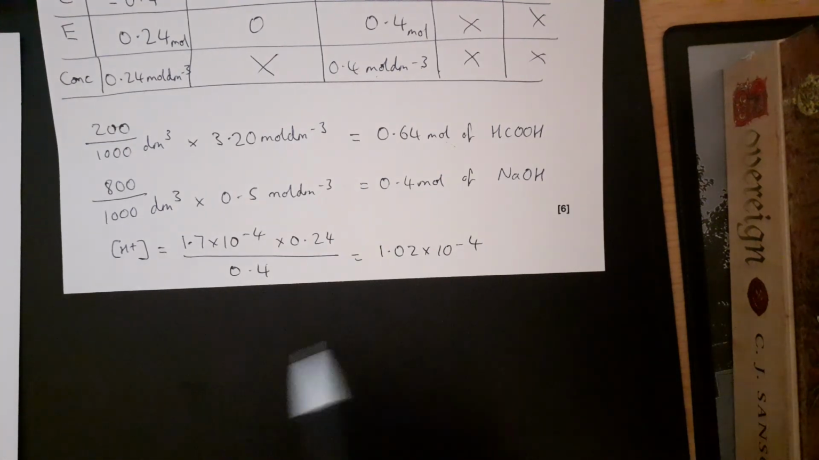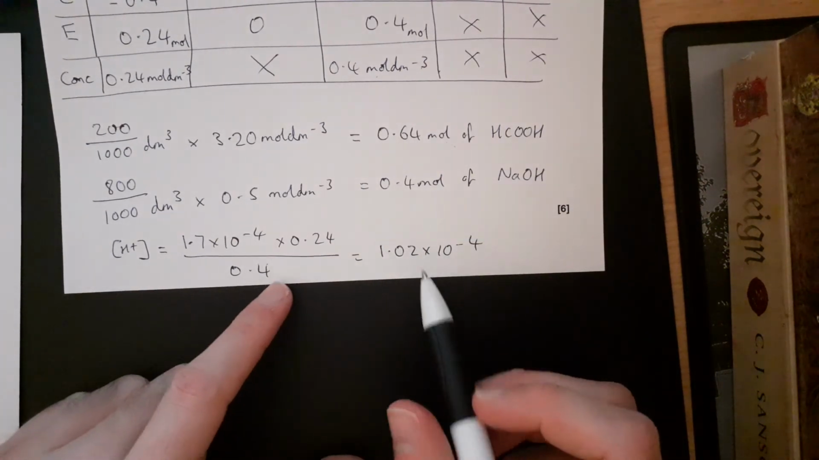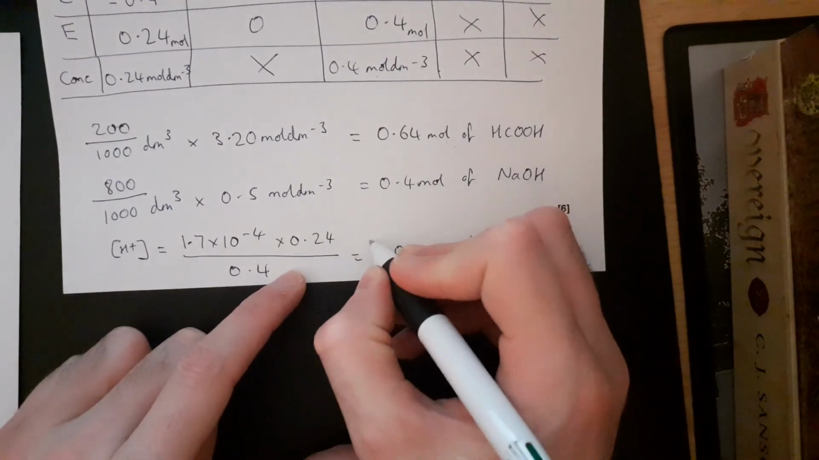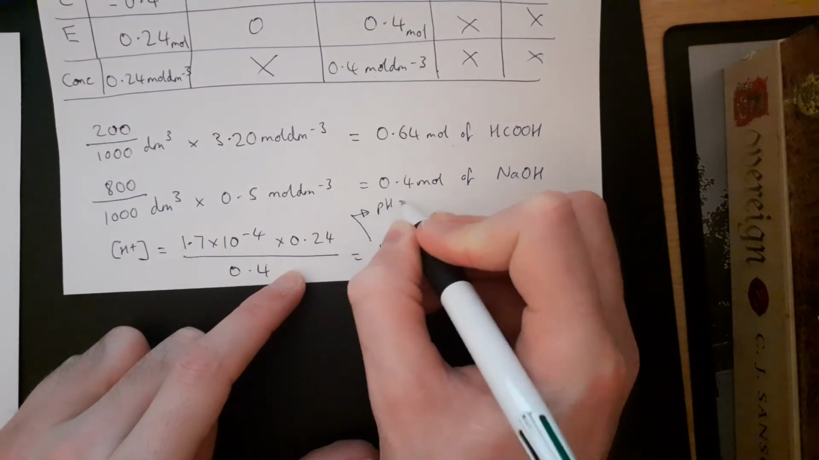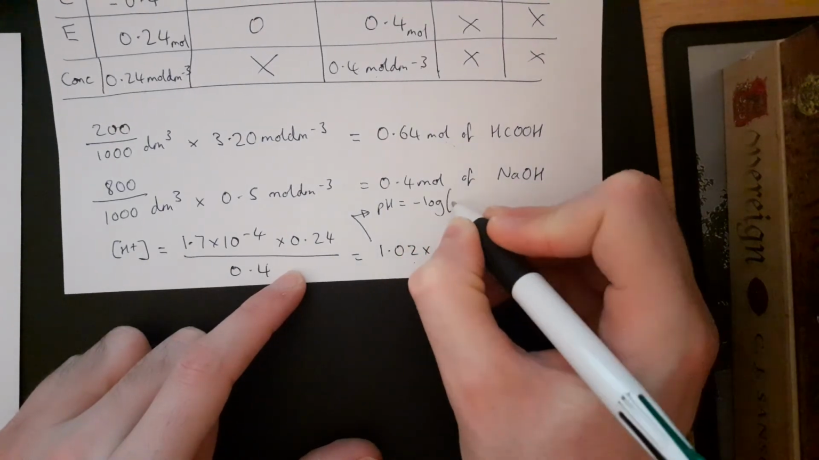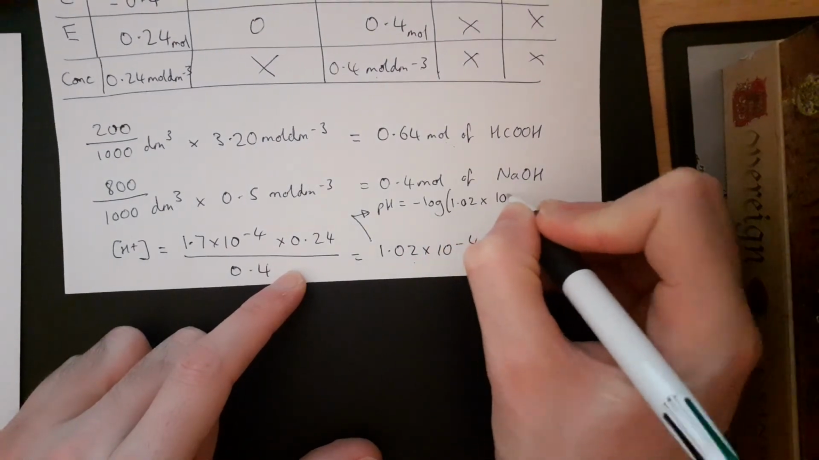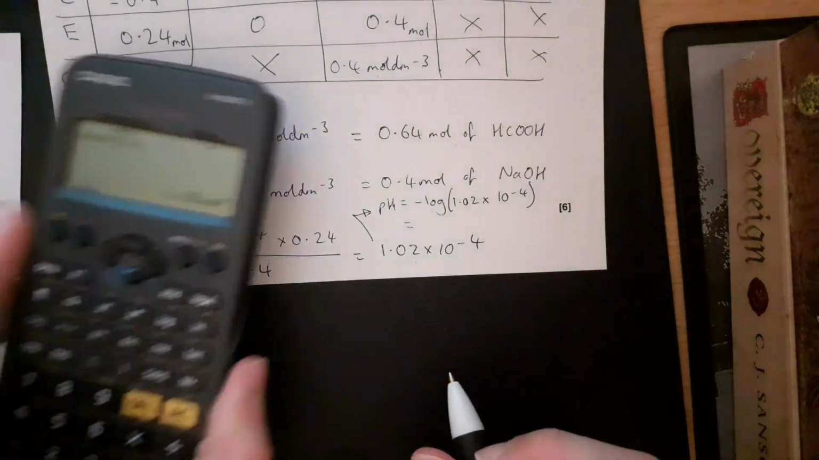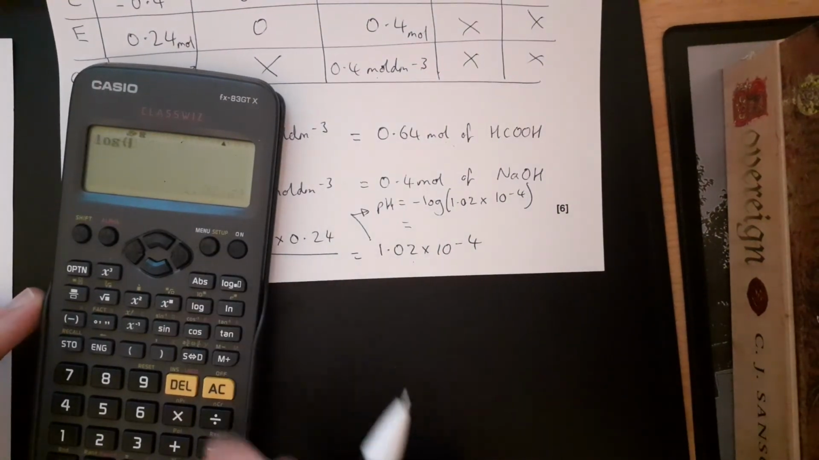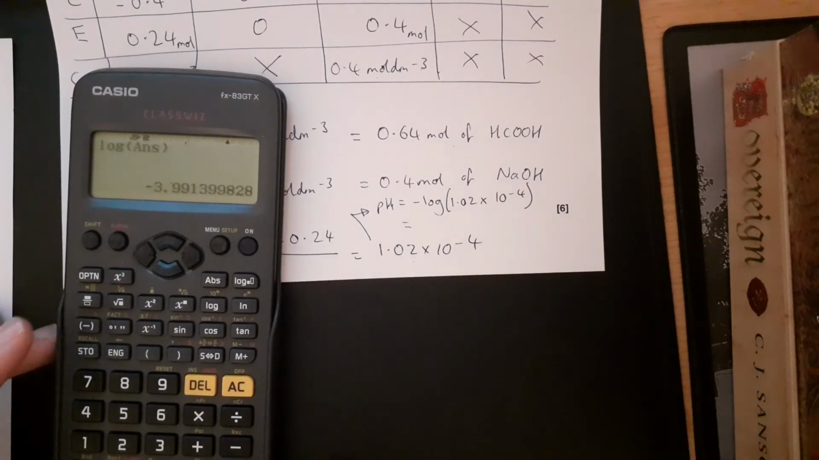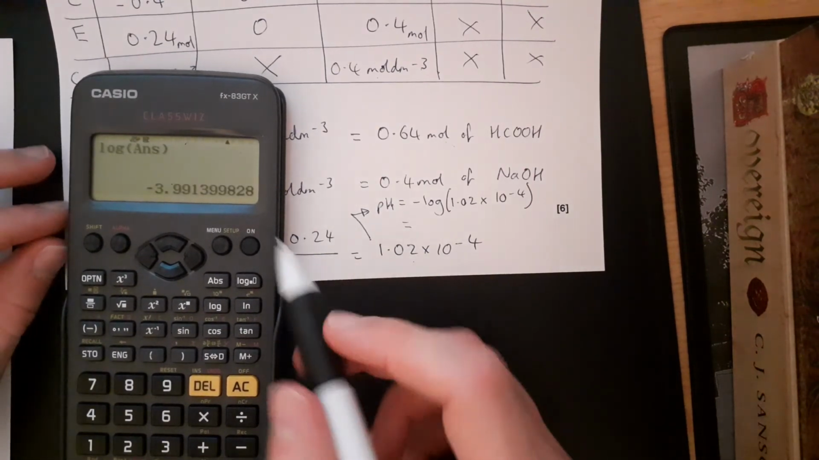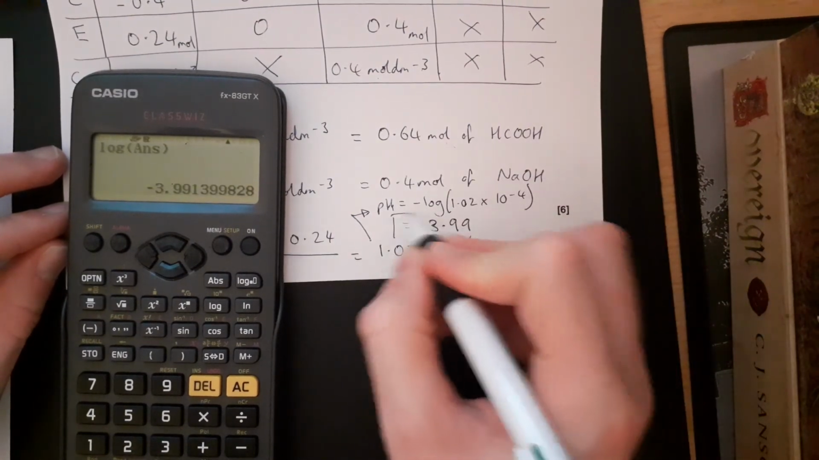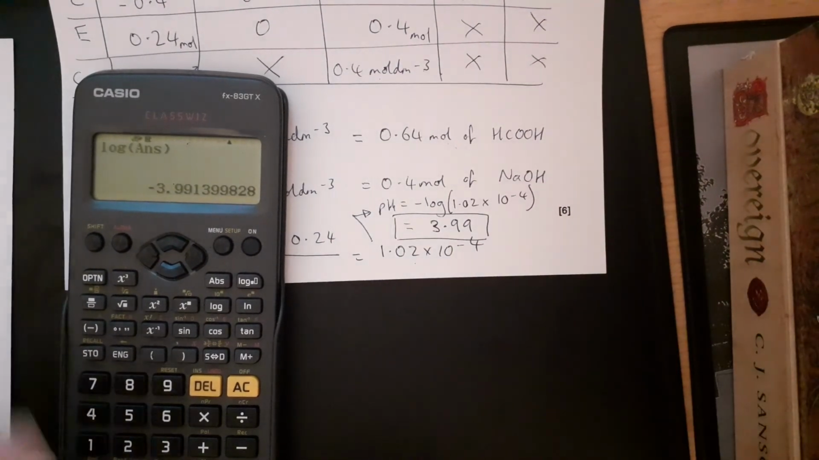We want the pH. I'm running out of space here. I should have written a bit smaller. To get the pH, we're going to do the negative log of this value, aren't we? So then the pH is the negative log of 1.02 times 10 to the minus 4, which is, let's work that out. So we just do log of that answer and put a minus sign in front of it. So it's going to be 3.99. So that is our answer.